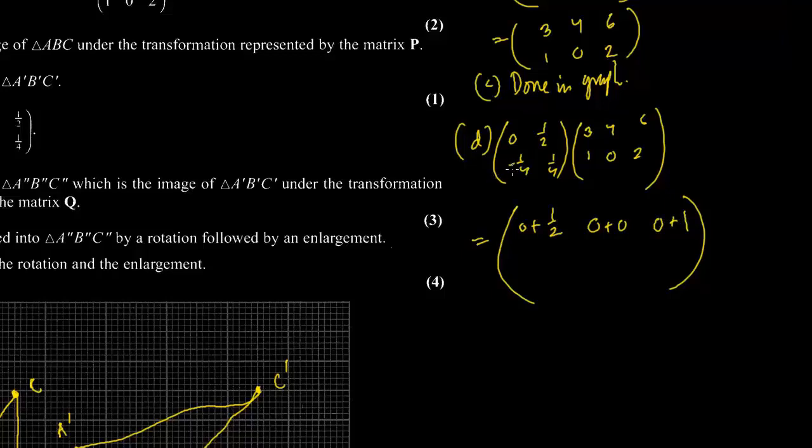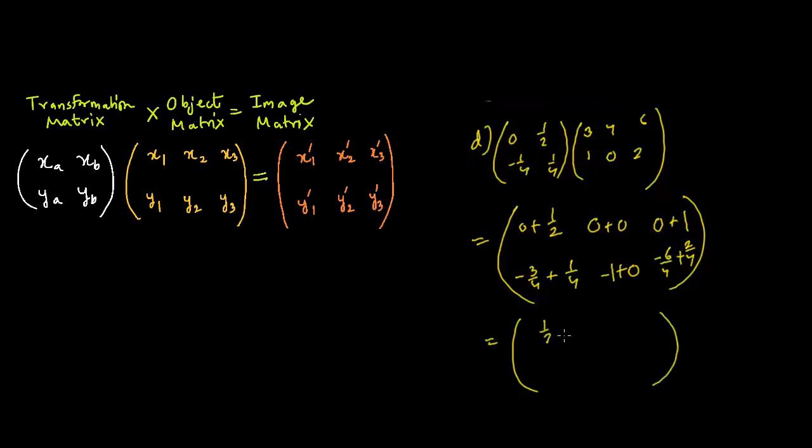Then the next row: minus 1 by 4 into 3 is minus 3 by 4, plus 1 by 4 into 1 is 1 by 4. Then minus 1 by 4 into 4 is minus 1, plus 1 by 4 into 0 is 0. Minus 1 by 4 into 6 is minus 6 by 4, plus 1 by 4 into 2 is 2 by 4. So the calculation gives 0 plus half is half, 0, 1. 1 by 4 minus 3 by 4 is minus half. Minus 1 plus 0 is minus 1. And 2 minus 6 is minus 4, divided by 4 is minus 1.